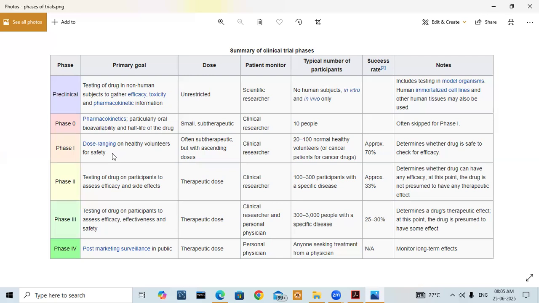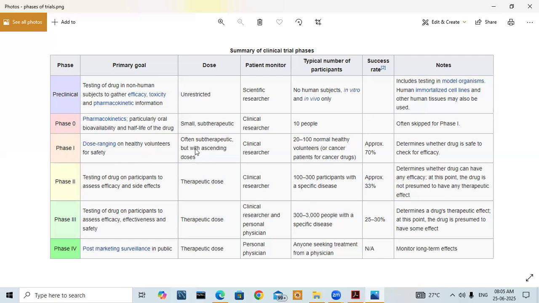That is the reason we want to use healthy people here, because if any dangerous event happens, or something else happens, the healthy people can tolerate it. Healthy people can tolerate that effect. So that's why we are using healthy volunteers in the phase 1 studies.